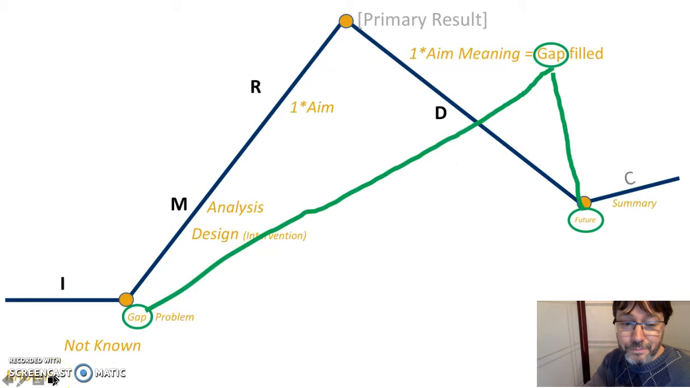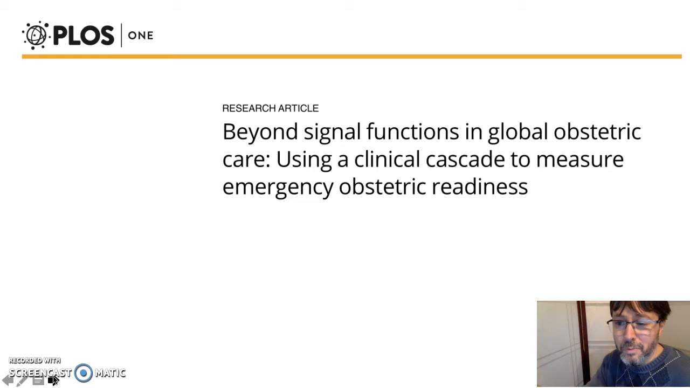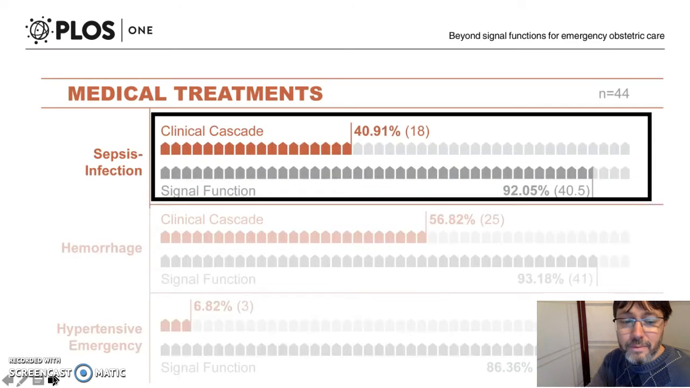In case 2, it looked at something called signal functions. These are ways to measure a facility's ability to manage obstetric emergencies in low and middle income country contexts. So this manuscript looked at the current signal function estimates of the ability of facilities to manage infection. So in this case, sepsis or infection for the mother.